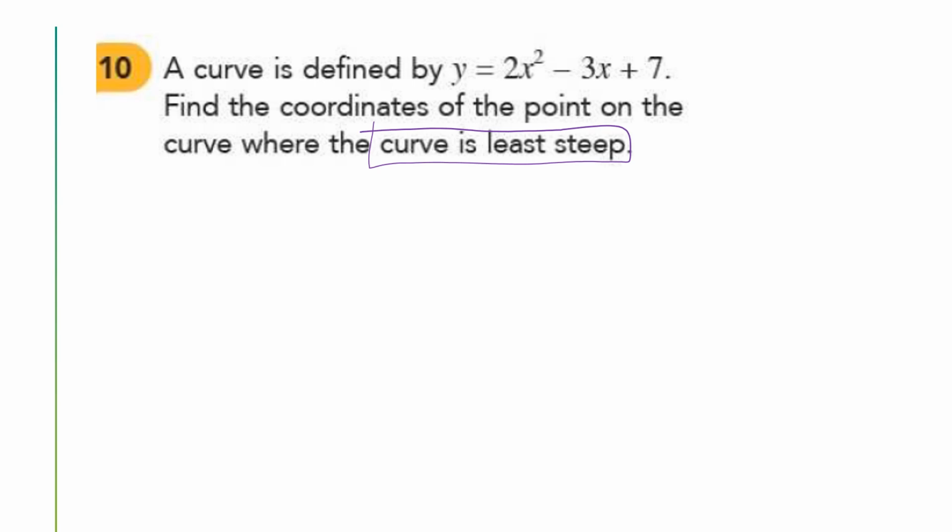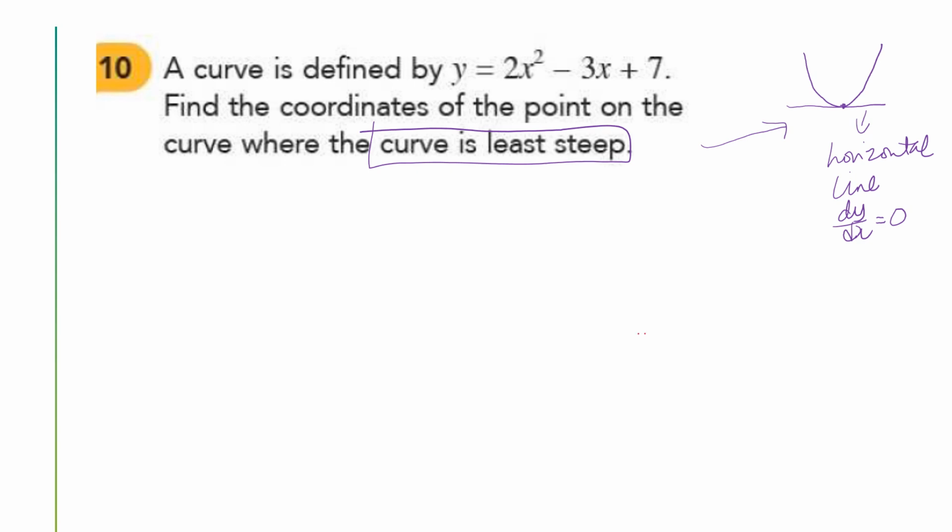So the minimum point, supposing the curve is like that. Supposing this is a minimum point, if you draw a tangent line, you see that the tangent line is actually a horizontal line. And the horizontal line would have gradient equal to 0. Alright, so you need to know this concept. Otherwise, you wouldn't know what to equate your dy dx to.